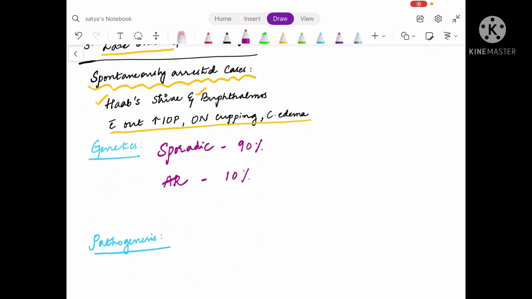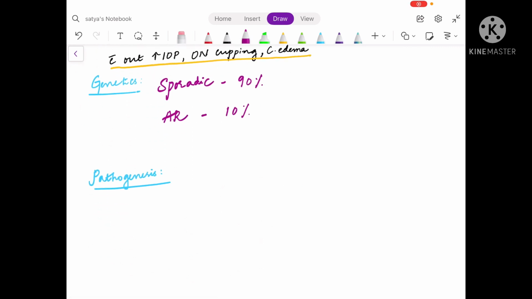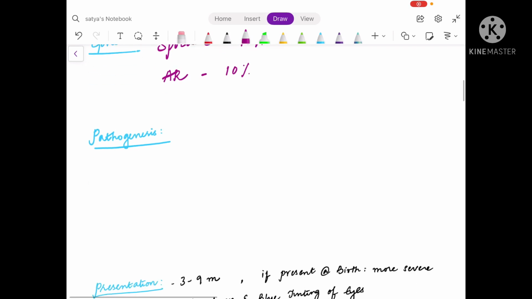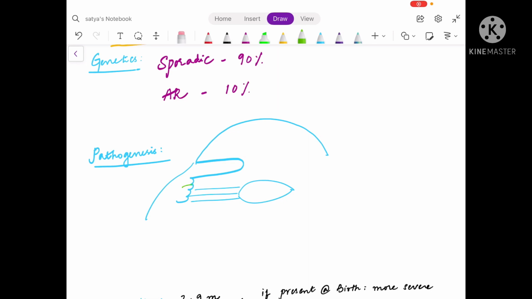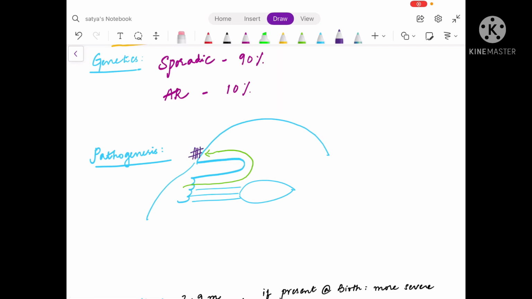Now the pathogenesis of primary congenital glaucomas. So what happens? We all know that this is our cornea, iris, ciliary body, zonules and lens. Aqueous is produced in the posterior chamber and travels via the pupil into the anterior chamber and drains into the angle. One of the most important structures in the angle is the trabecular meshwork, right? So here in primary congenital glaucomas, this structure is at fault, the angle is at fault.